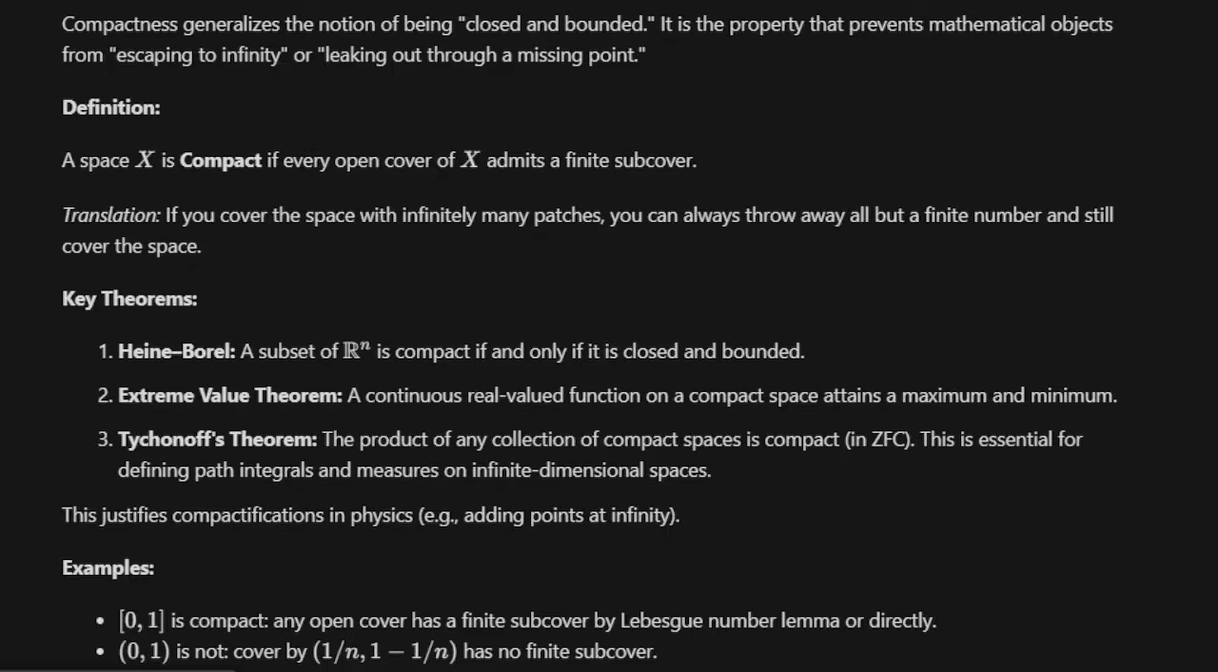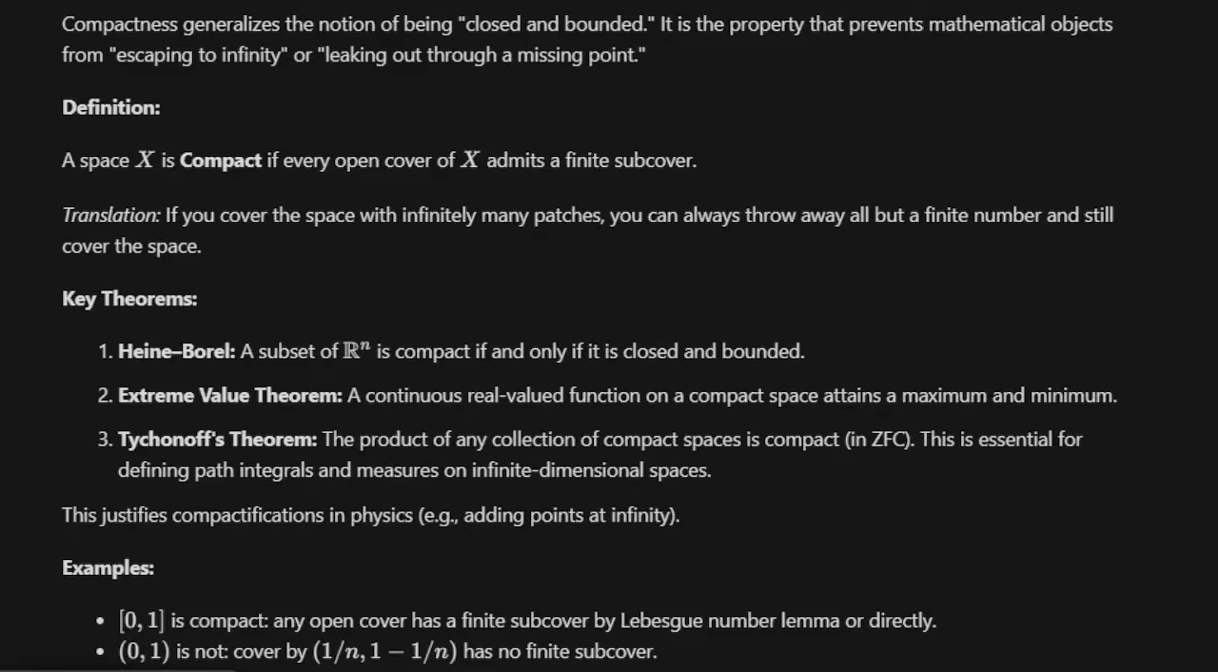So think about this. You're trying to spy on the space. Okay, I'm a flat earther, right? I'm going to place an infinite number of cameras, or open sets, to cover every inch of the space that I'm on the Earth. If the space is compact, you can turn off all but a finite number of those cameras and still see everything. Compactness then would mean the space doesn't have infinite complexity or infinite extent. It won't leak out to infinity.